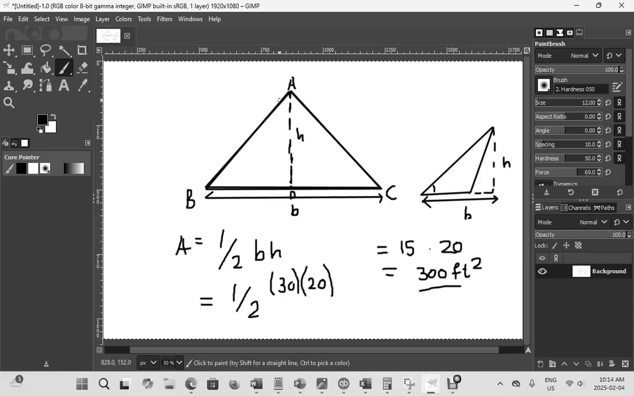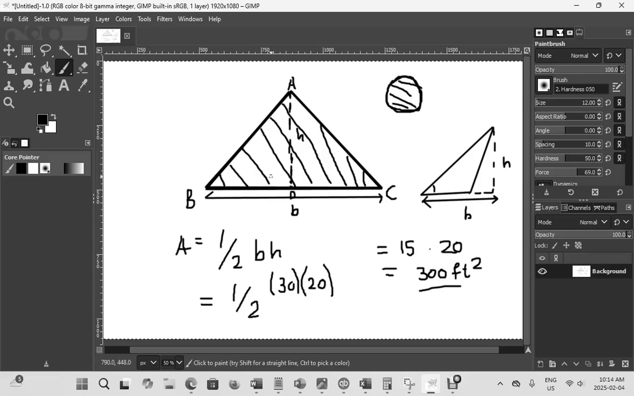Now, when we talk about area, we're talking about the inside portion of the triangle. If you have a shape, the inside portion is your area. The outside portion will be your perimeter. Same with a circle. If you have a circle, the inside portion will be your area for a 2D shape, and the outside portion over here will be the perimeter.